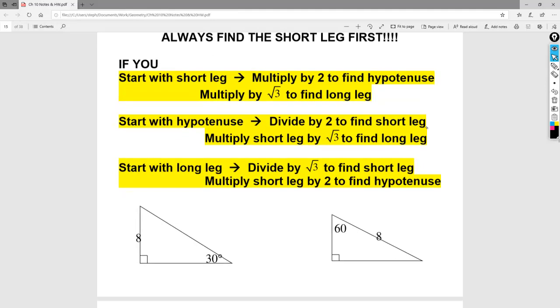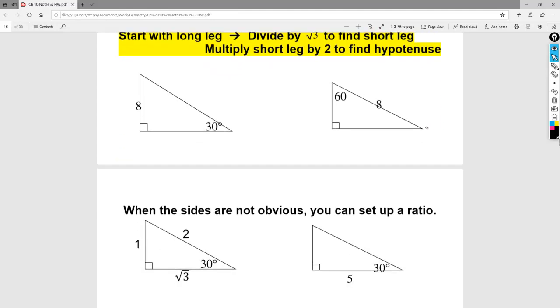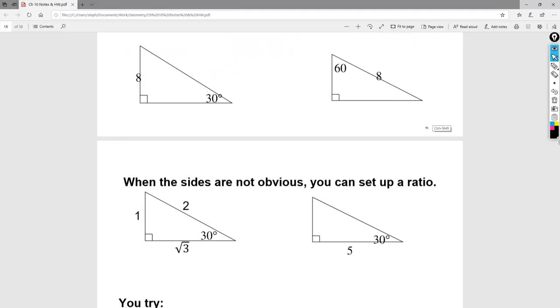You can have a direct relationship between the longer leg and the hypotenuse, but it just makes it easier to have the shorter leg if you don't have it. Alright, so starting off, I have 8 as my shortest side, so I automatically know 16 is going to be my hypotenuse. My longer leg will be 8 root 3.